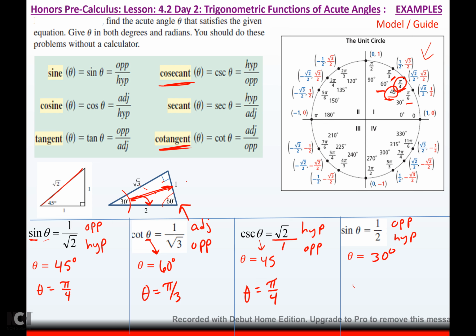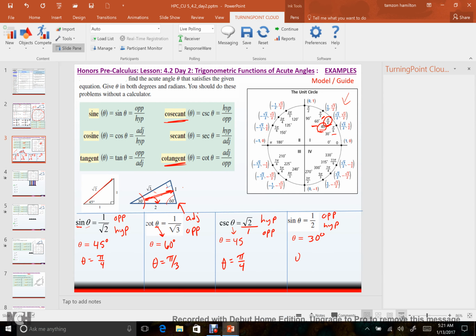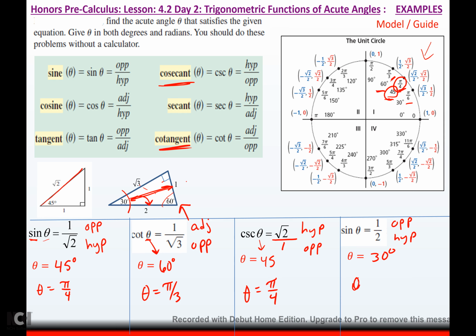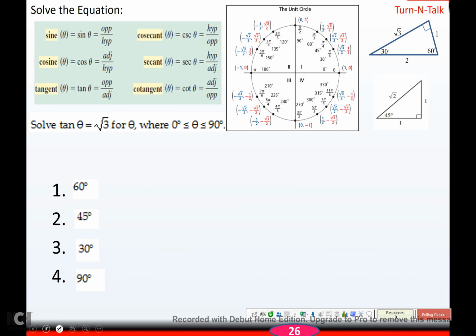And in radians, that would be pi over 6. Okay. Alright, so you do this one. Hit pause, come back when you're ready.